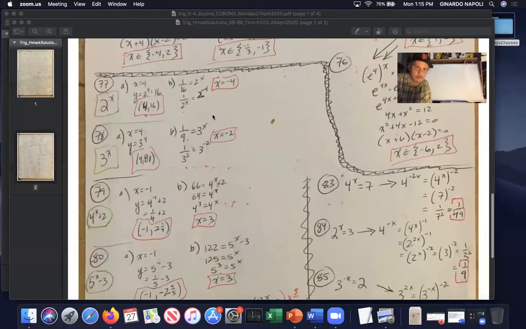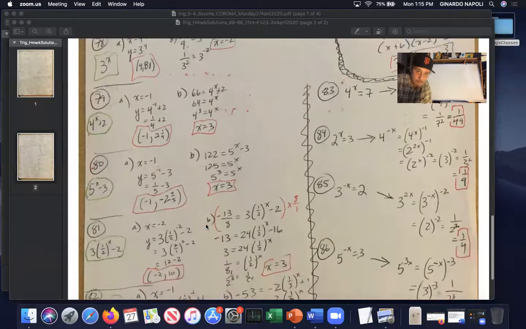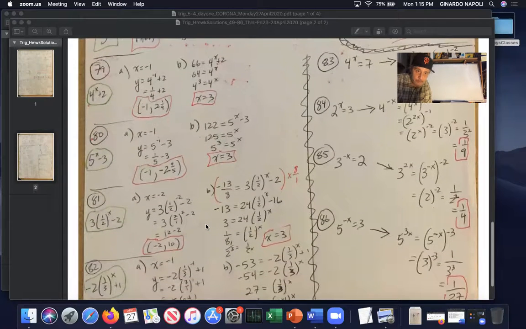Okay, and then here, this was just a matter of rearranging these equations. Let me see. And so with this one, right, you can just replace the x with -1, and then it's just a matter of solving that problem, right? And then putting that equal to 122, you add 3, and then, oh, look, 125 is the same as 5 to the 3rd power.